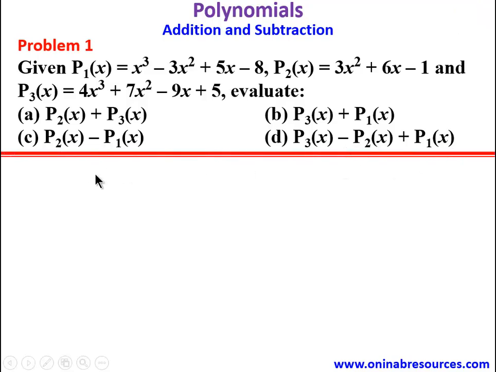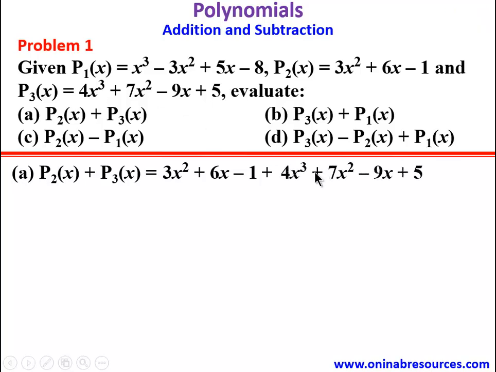So we start with the a part of the problem. For a, we are to find p2 of x plus p3 of x. I'm going to give us two approaches to adding up the polynomials or subtraction. Thereafter, we will choose one. So we look at p2 of x, which is 3x squared plus 6x minus 1, then plus p3 of x, which is 6x raised to power 3 plus 7x squared minus 9x plus 5.